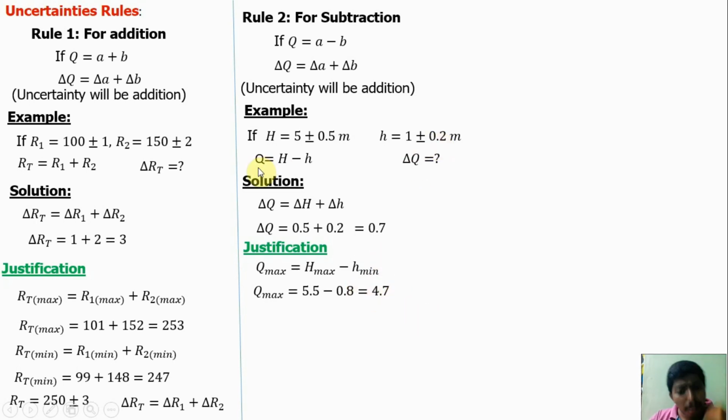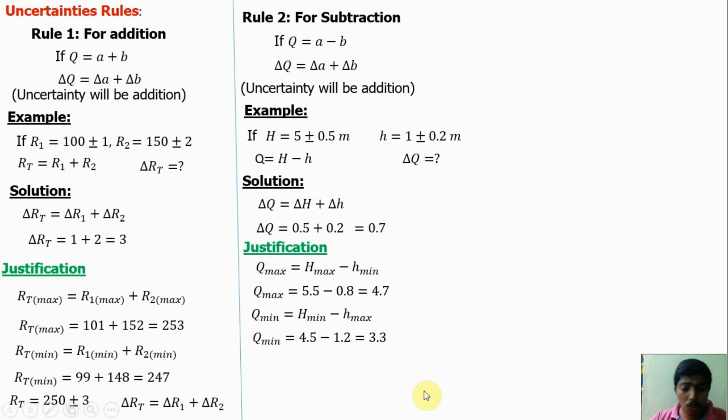When will Q be minimum? When capital H will be minimum and small h will be maximum, then only the Q will be minimum. So Q minimum is equal to H minimum minus h max. So substitute here, Q minimum is 4.5 minus h max 1.2, so you will get 3.3.